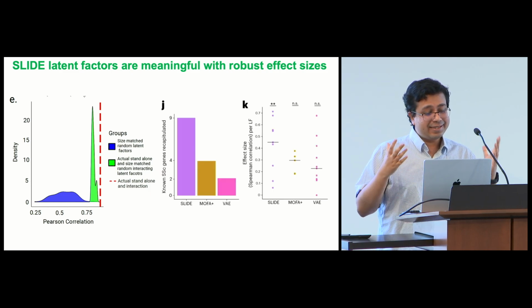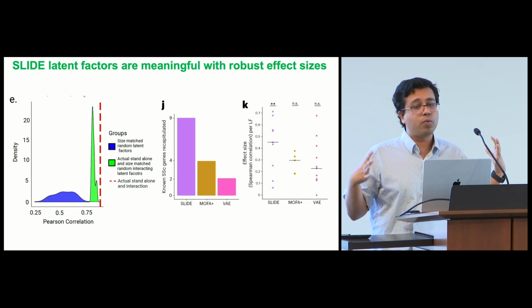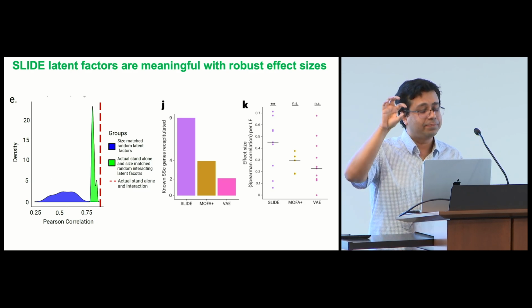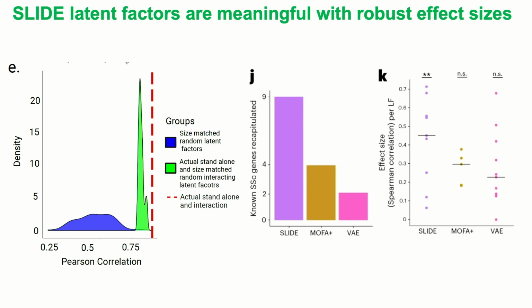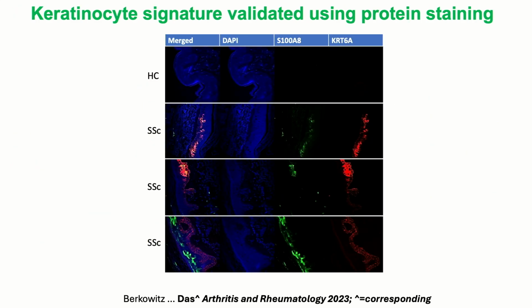So we then said, well, how good are we overall? So we are giving you specific vignettes, but let's see how many known genes we recover. We do better than MOFA plus or VAEs, and in terms of effect sizes of each of these latent factors, we again do better than these. And the latent factors are meaningful. This is one example of where we validated the keratinocyte signature using protein staining. So in scleroderma, you have these patients with higher levels of keratinocytes.